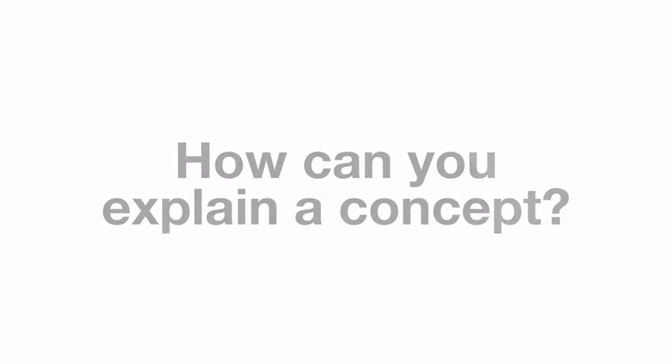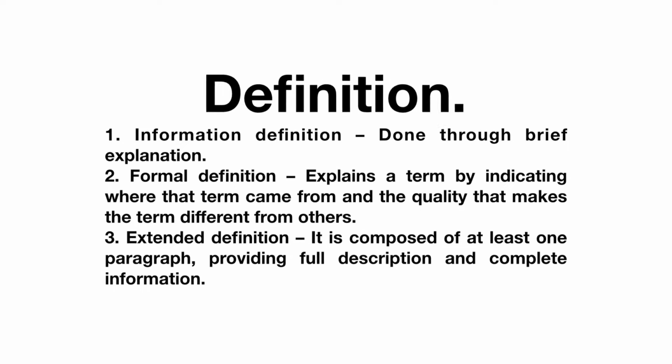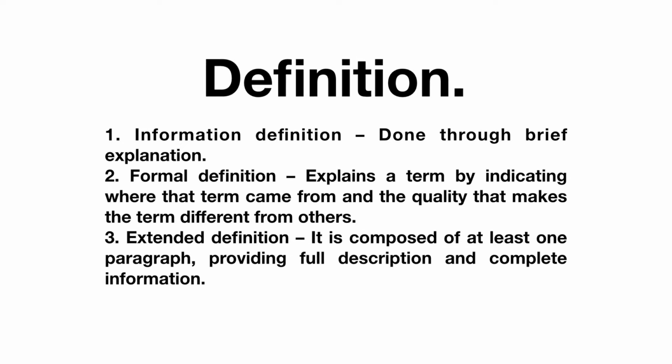There are 3 ways of explaining a concept. 1. Definition. It is a method of identifying a given term and making its meaning clearer. Its main purpose is to clarify and explain concepts, ideas, and issues. Definition can be presented in 3 ways: informal, formal, or extended.